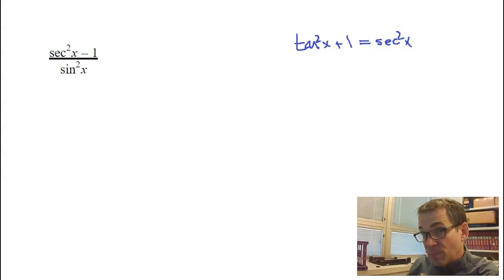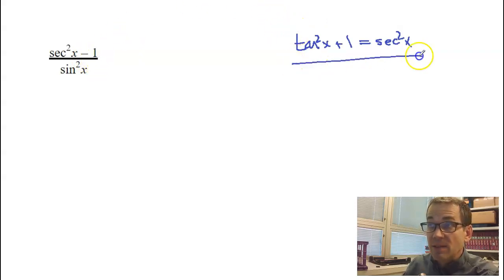I'm looking at this trig expression. I'm very suspicious of this squared trig function, this plus or minus 1, and it immediately makes me think of this Pythagorean identity. But of course, over here I have secant squared x minus 1. This says tangent squared plus 1 equals secant squared.